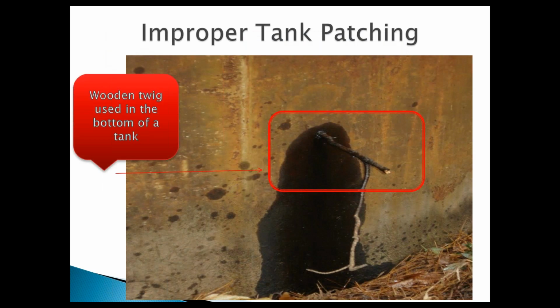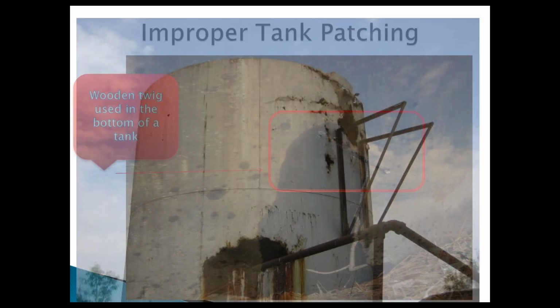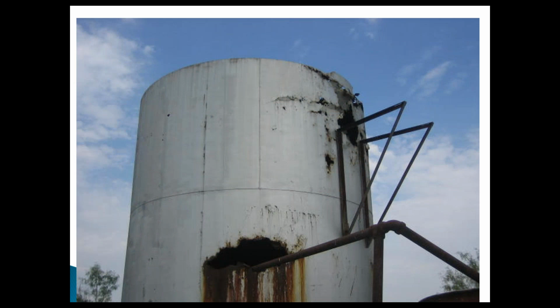Next, improper tank patching. This is in the oil field upstream. You don't use a twig to patch a metal tank. Improper modifications. This is in the upstream world, trying to make a mod on the tank relative to skimming. I think they're trying to make a shotgun skimmer out of this, but anyways, it's not a proper tank modification.